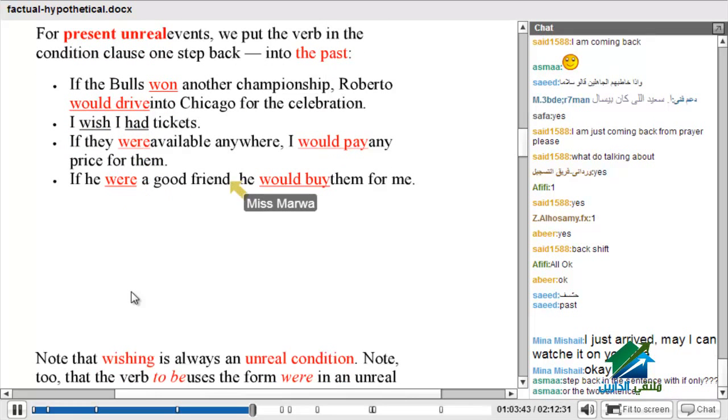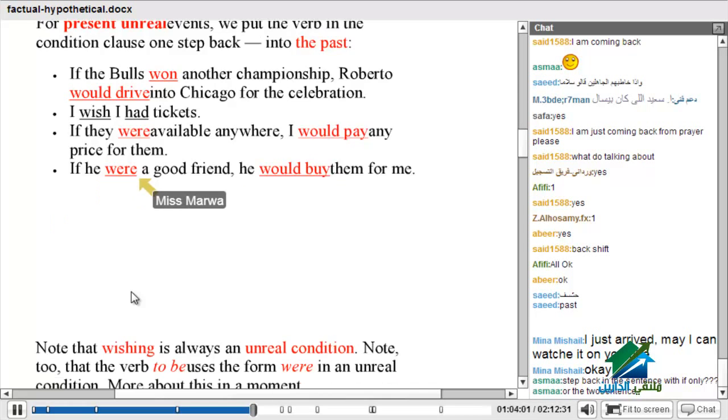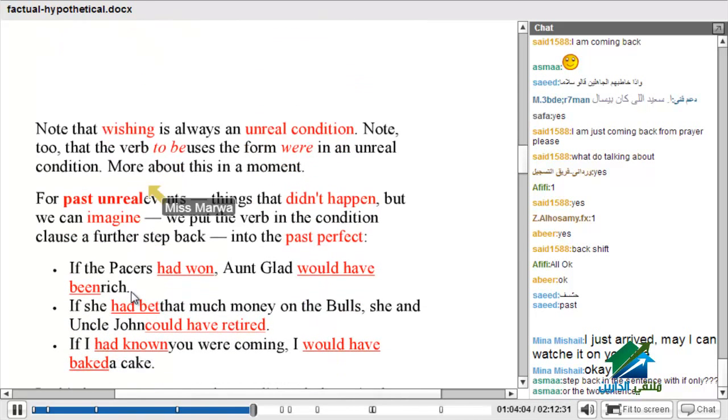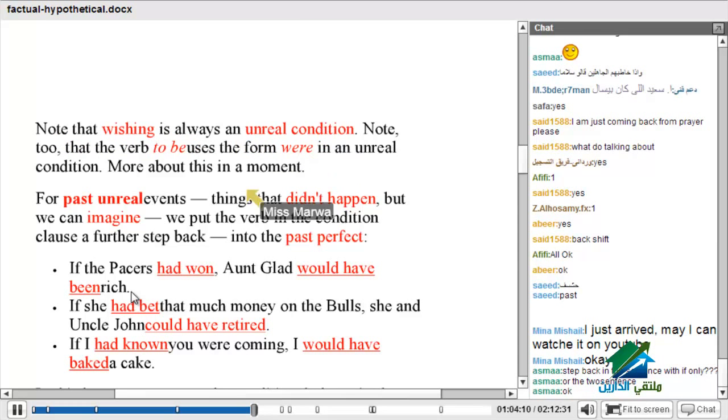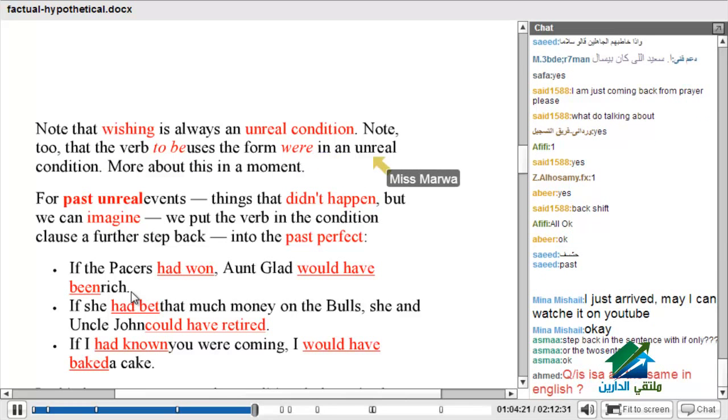If he were a good friend, he would buy them for me. لو كان هو good friend, كان هيشتريهم لي. يبقى I'm speaking about present, بس أنا حولتها step back. يبقى لإيه؟ ها؟ لورا. Okay؟ ال F كلها, ال condition ال F كلها هي اسمها. طيب, note. That wishing is always an unreal condition. Wishing, unreal condition. Note that the verb to be uses the form were, that's what I told you about, in an unreal condition. More about this in a moment.